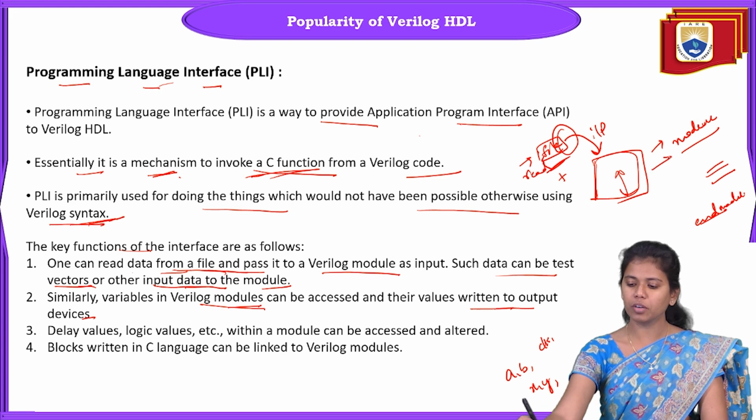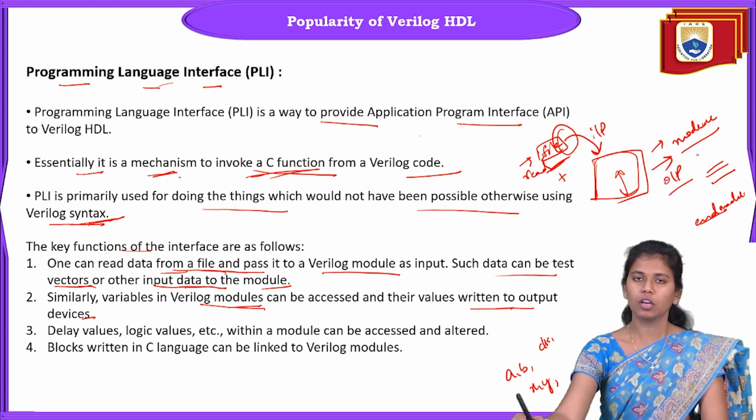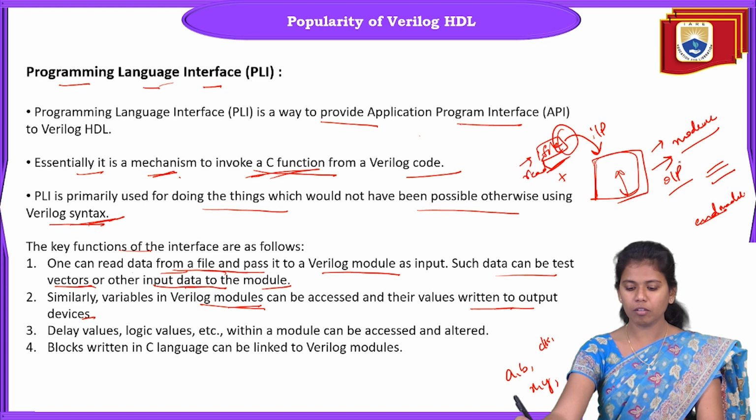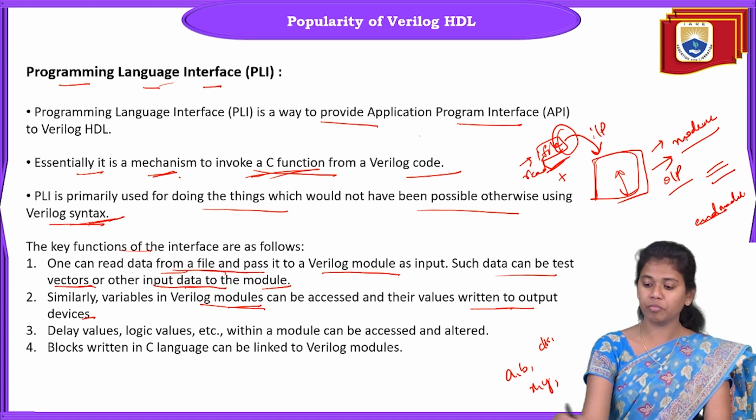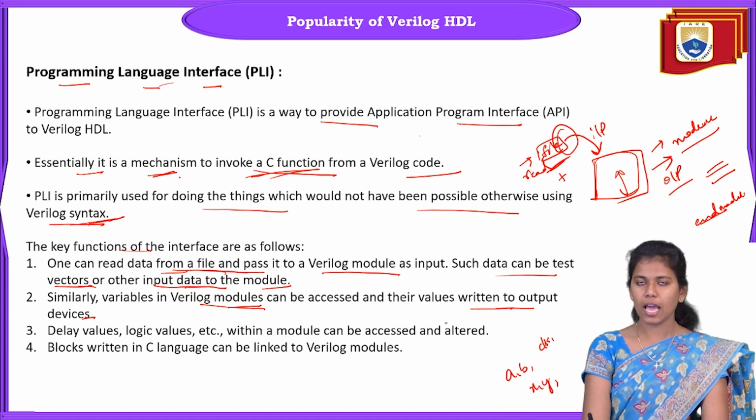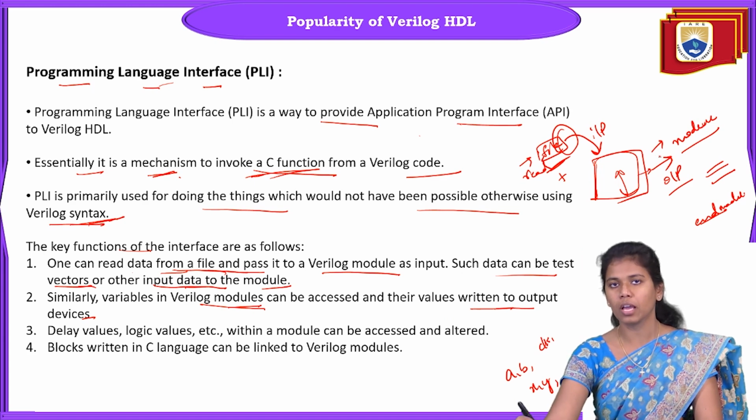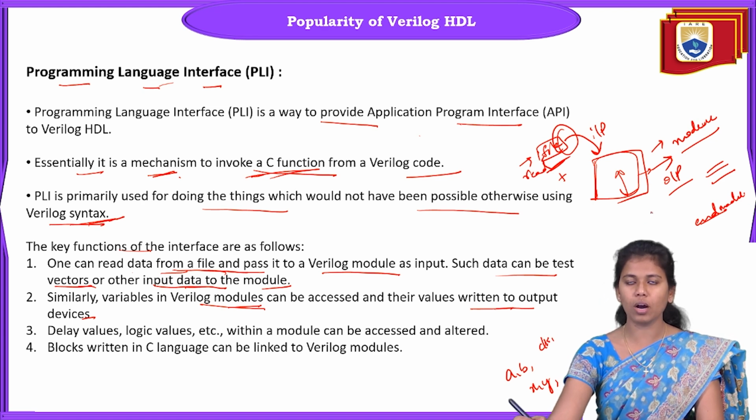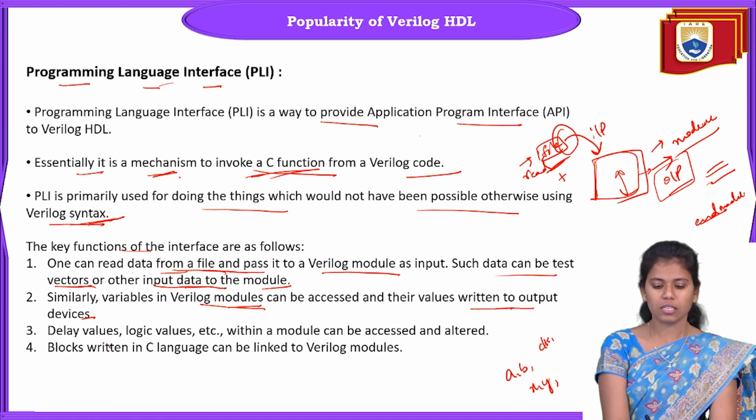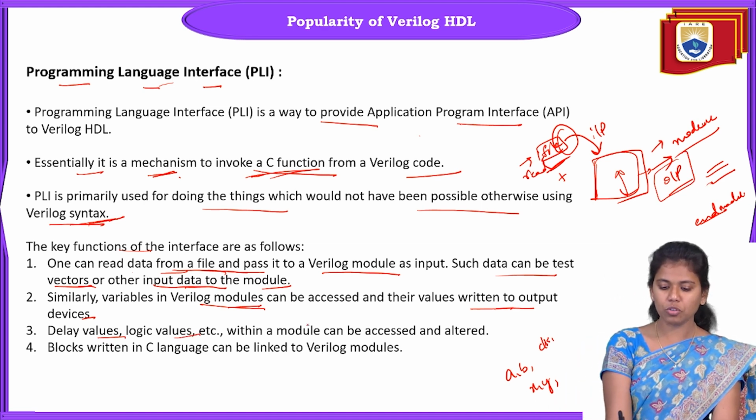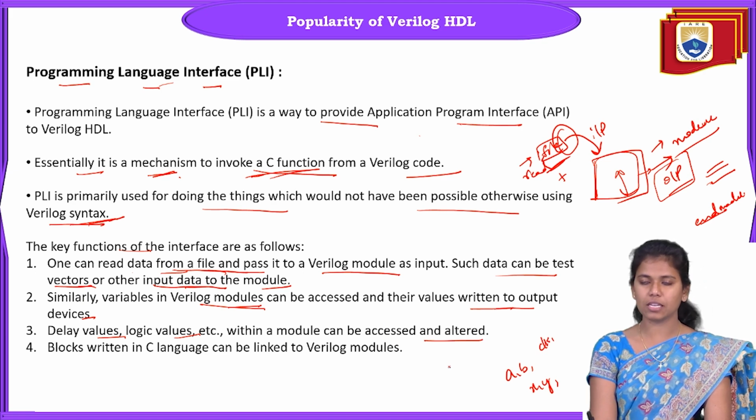So at the output, if this is the input, at the output we can easily see the Verilog modules can be accessed and their values written to output devices. So whatever the values of the Verilog, after synthesis, simulation, and verification of the code, whatever output you are obtaining can be seen at the output. Next, delay values, logic values, etc. within a module can be accessed and altered.